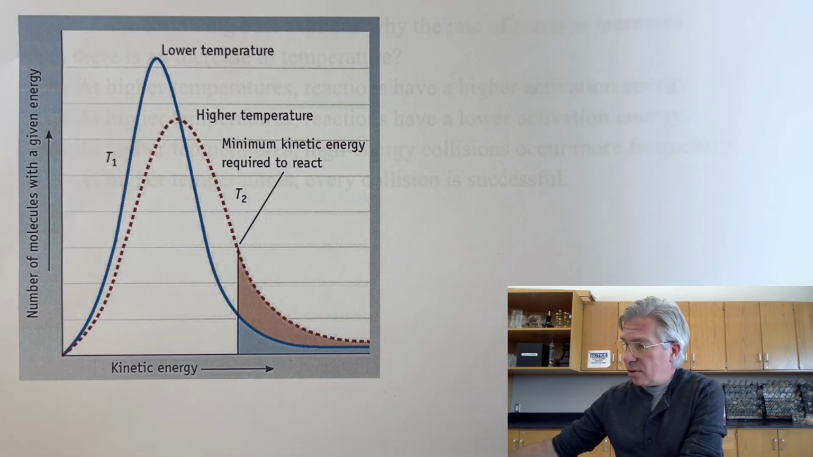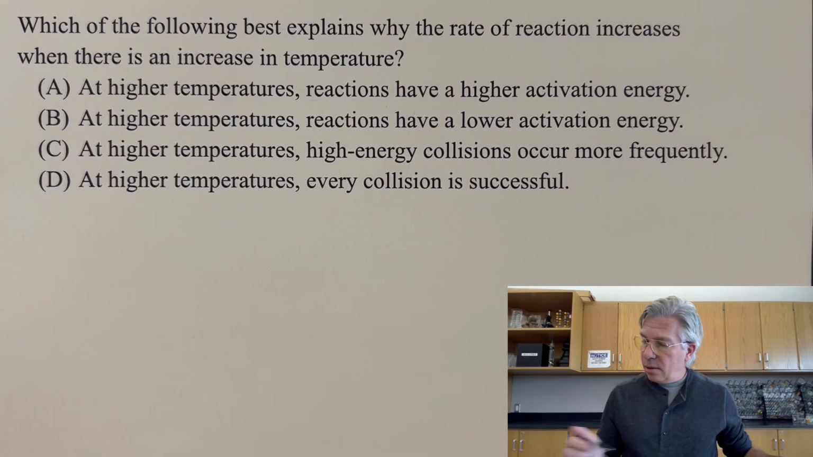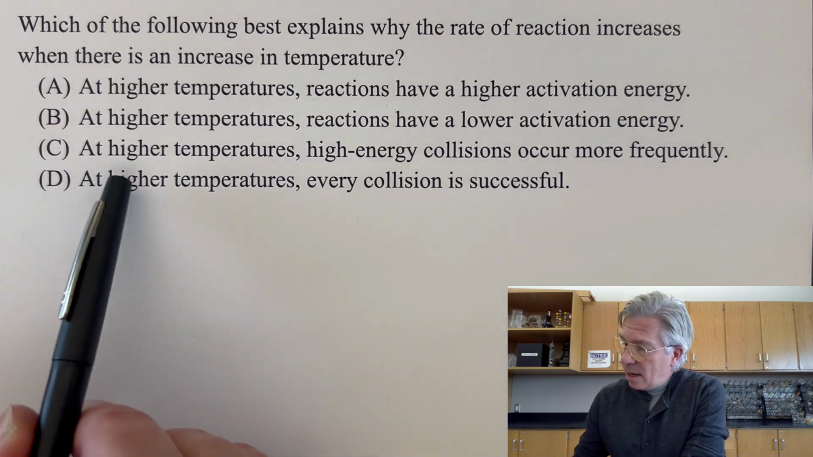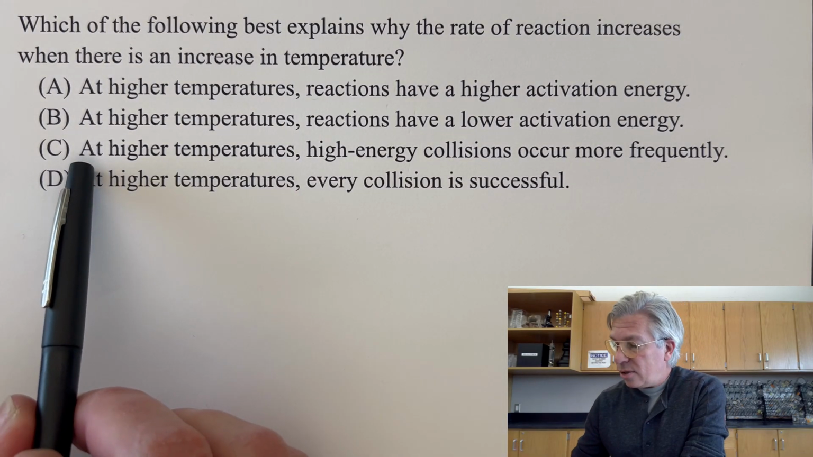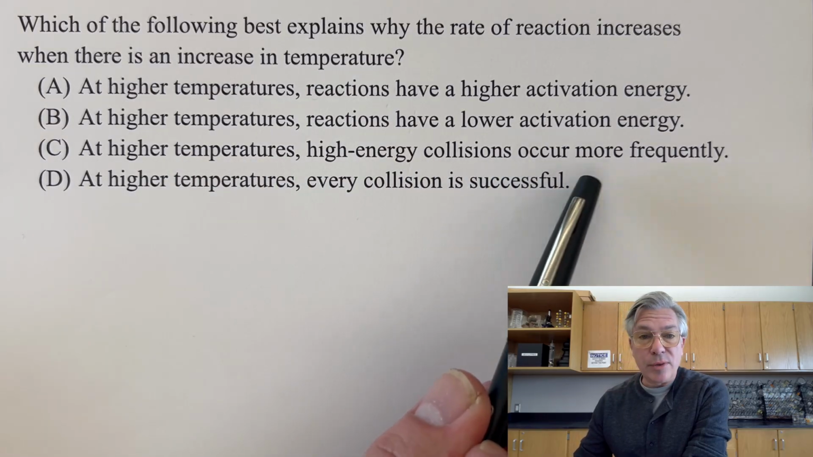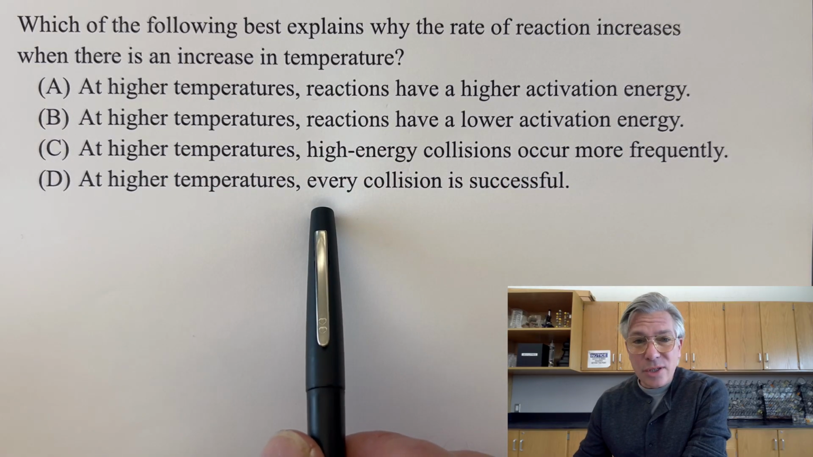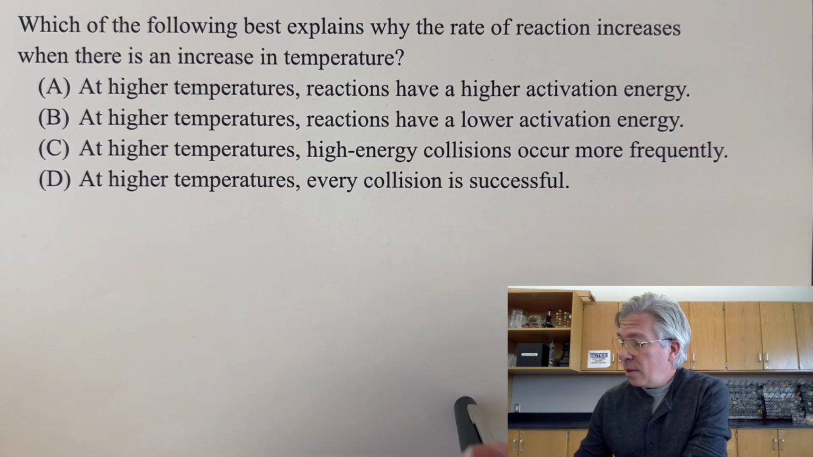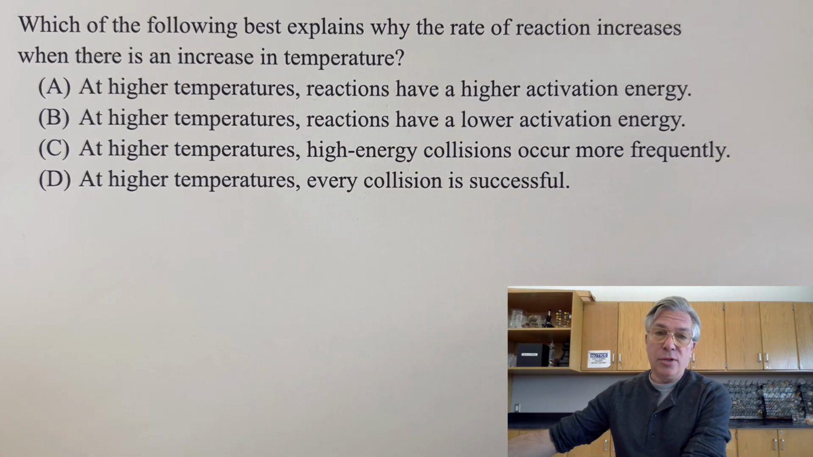So that rules out choices A and B, and leaves us with choice C. At higher temperatures, high energy collisions occur more frequently. All right. Not every collision is successful, even at that higher temperature. Only a small fraction are above the line, but letter C is our choice there.